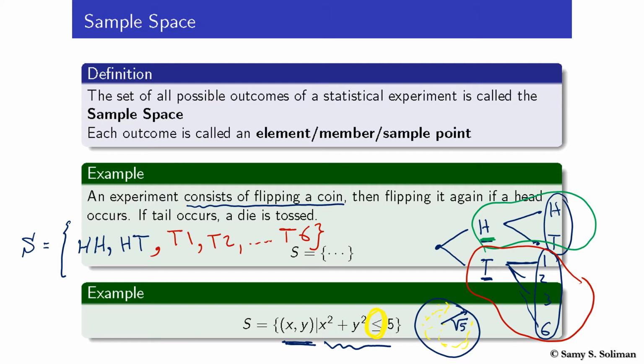Here we can notice that the number of elements of a sample space can be either finite, such as in the first example, or infinite, such as in the second example of the surface of a circle.